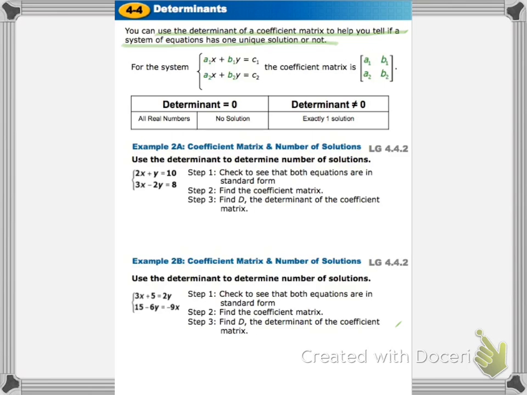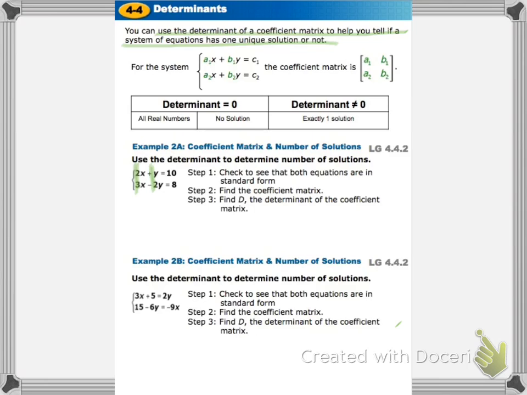So from a system of equations, we can create what's called a coefficient matrix. For example, let's say we looked at example 2a here, and we had this system: 2x plus y equals 10, and 3x minus 2y is equal to 8. We could create a coefficient matrix by looking at the coefficients of the x's and the coefficients of the y's, and we would create a matrix.